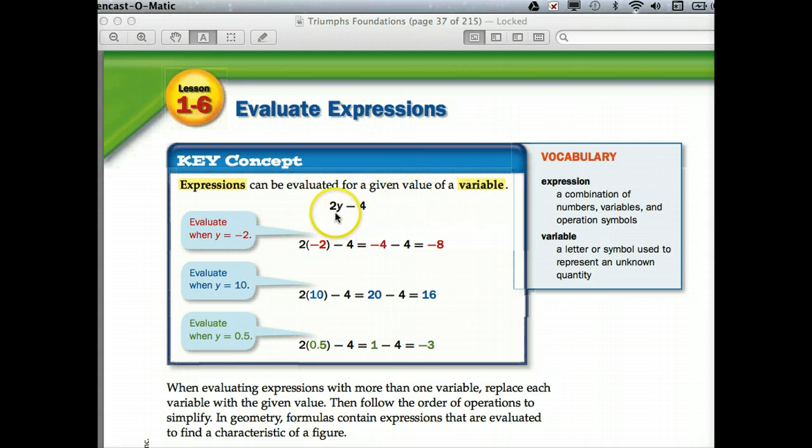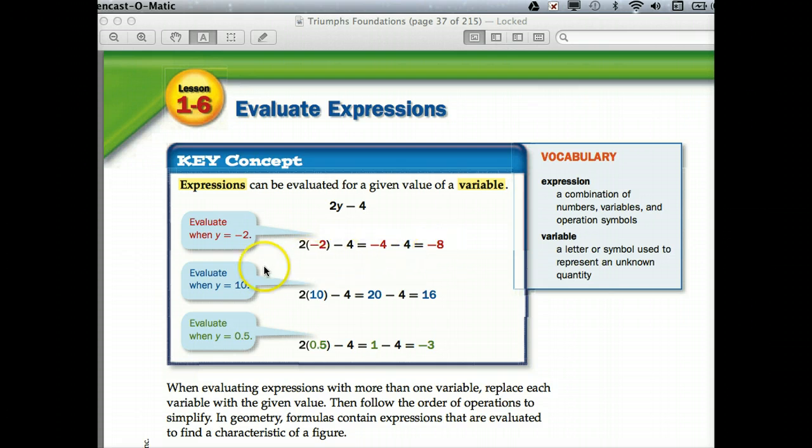So they give us this expression 2y minus 4, and we are asked to evaluate when y is equal to negative 2. All this means that in this original expression, we're going to substitute in a negative 2 in place for that y. So here's the 2 from the expression. In place of y, we're putting a negative 2, minus 4. Now we're going to simplify. And 2 times a negative 2 is a negative 4. And we bring across our negative 4. So negative 4 minus 4 is equal to negative 8.